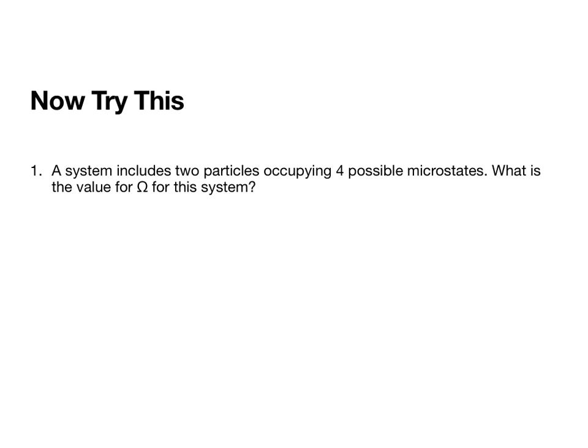Okay, so now try this. A system includes 2 particles occupying 4 microstates. What is the value of omega, or the number of microstates for this system? So for this, we are talking kind of like my shoe cubby example. I have 4 possible places for these 2 particles. And I'm asking you to think of counting the number of arrangements for this system.